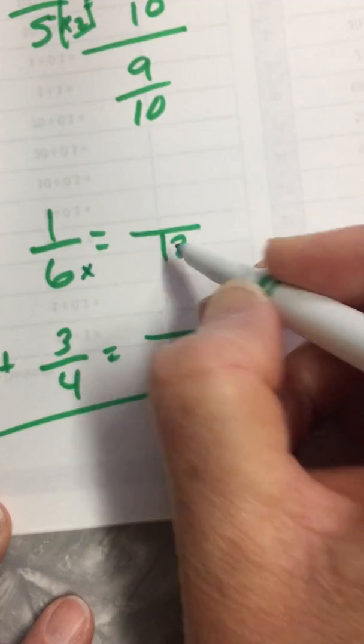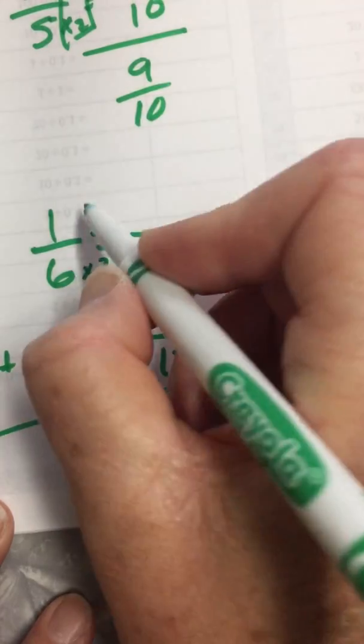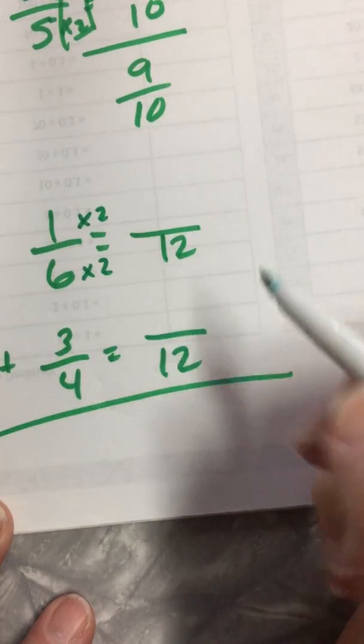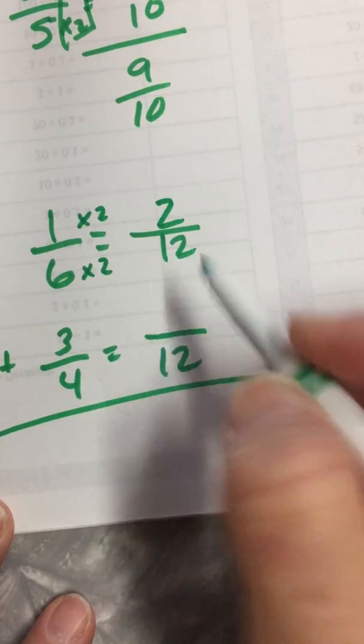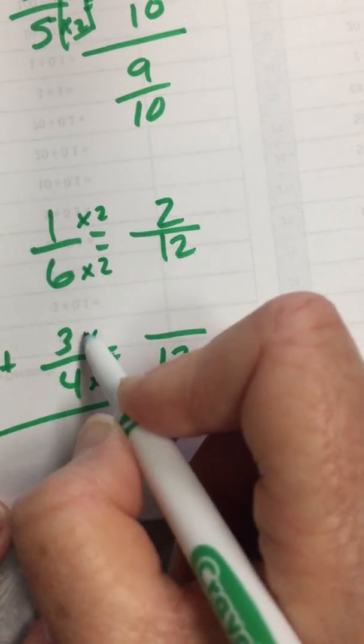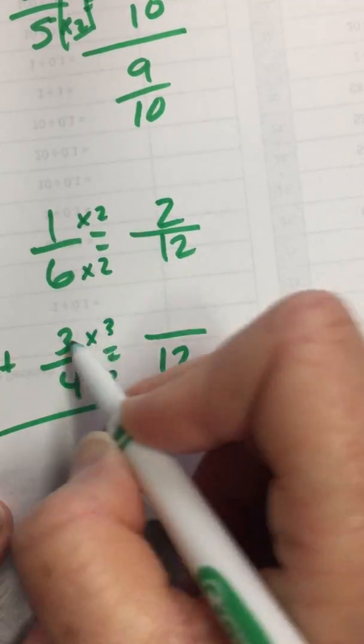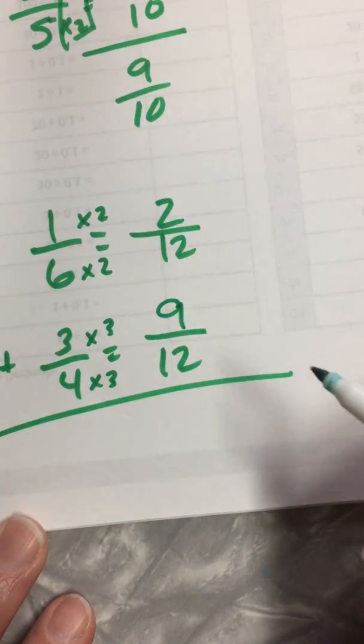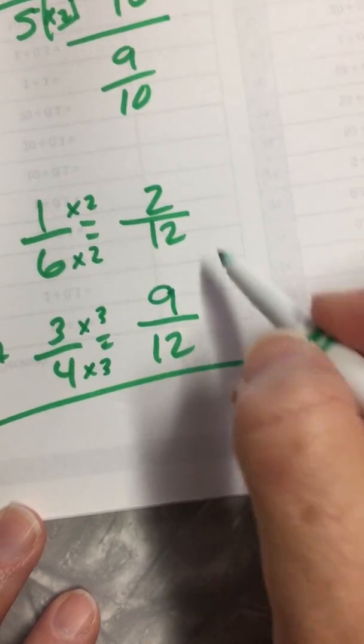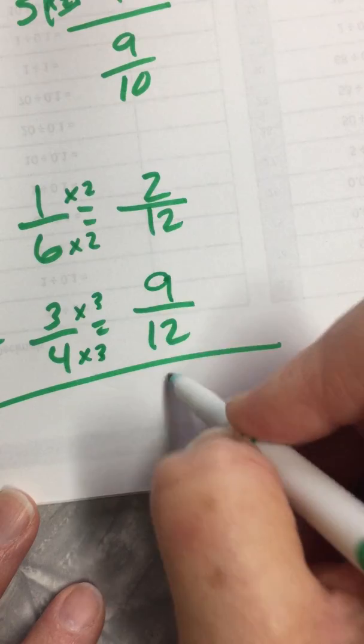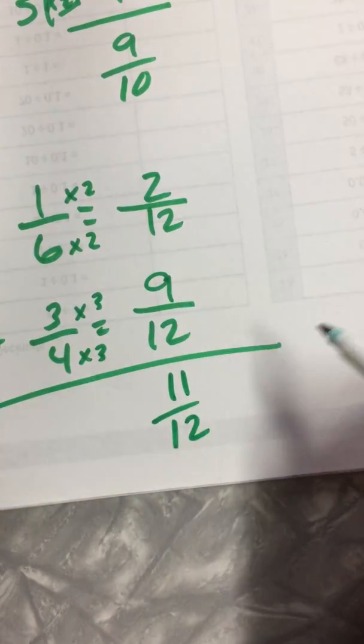So what did I do to the 6 to make it 12? I multiplied by 2, which means I multiply the numerator by 2. Okay, what do I do with the other denominator? I multiplied it by 3 to get 12, so I'm multiplying the numerator by 3, and I get 9/12. So 2/12 plus 9/12 equals 11/12.